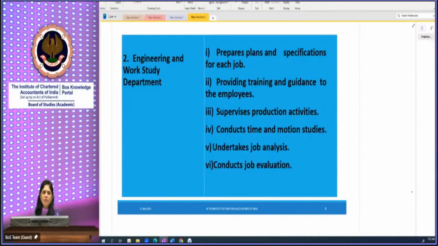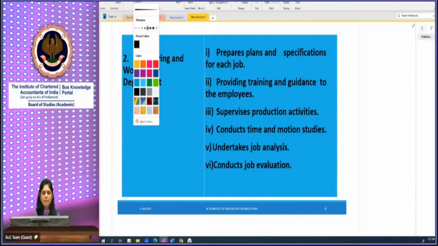Going back to the engineering and work study department. I told you this is a very technical department. It prepares plans and specifications for each job. It provides training and guidance to employees. It supervises production activities, conducts time and motion study, and undertakes job analysis and job evaluation. So many important terms are here.